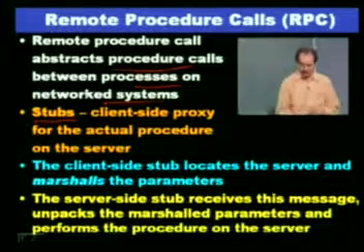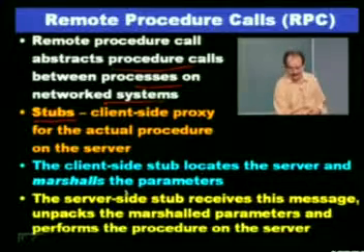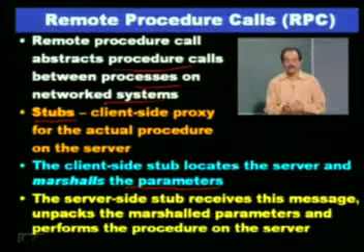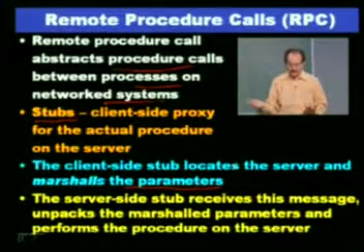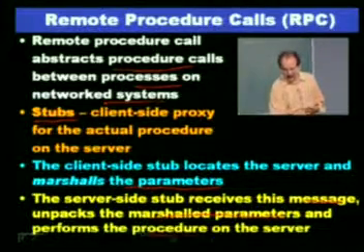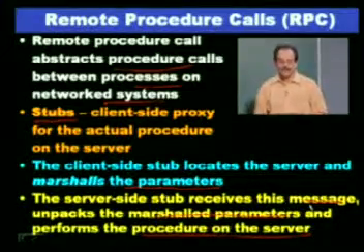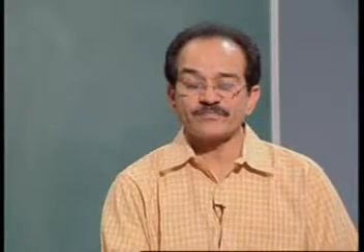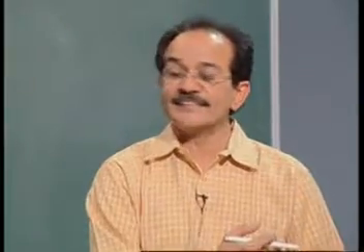The client-side stub locates the server and marshals the parameters. That is, whatever parameters have to be passed are passed by the client machine to the server machine. The server side receives the stub, receives this message, unpacks the marshalled parameters and performs the procedure on the server. What happens is, the moment my client machine sends a stub, what does the stub contain? It contains all sorts of variables which are there in this sort of a process. As I say, this particular procedure has to execute on the server side.